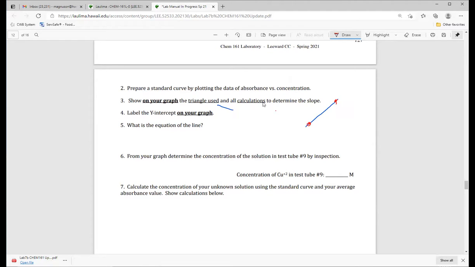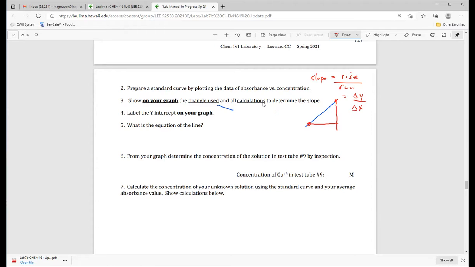And then he wants you to make a triangle, a better triangle, showing that this is the triangle used for your best fit, for your slope, because the slope is crudely the rise over the run, which is the same as the change in Y over the change in X, which is what we said, like Y2 minus Y1 over X2 minus X1.